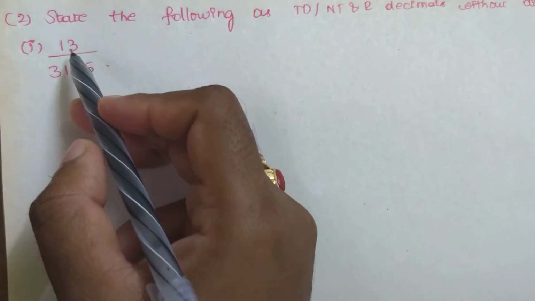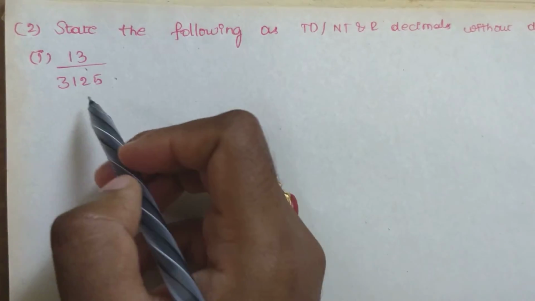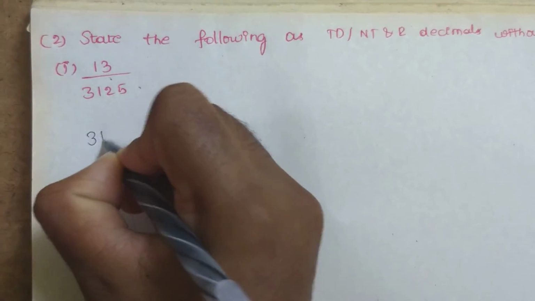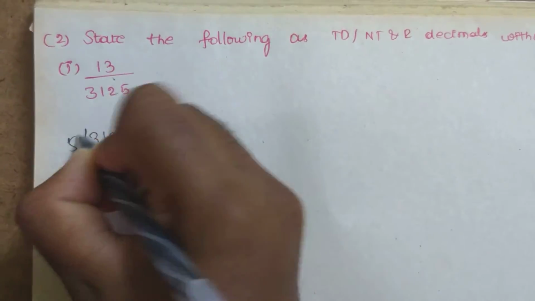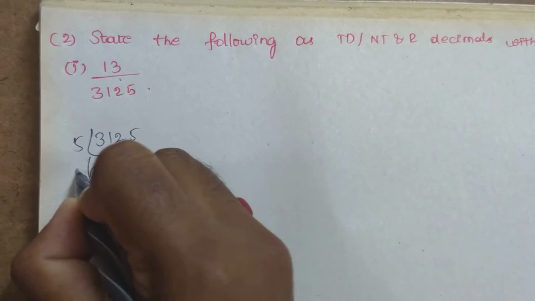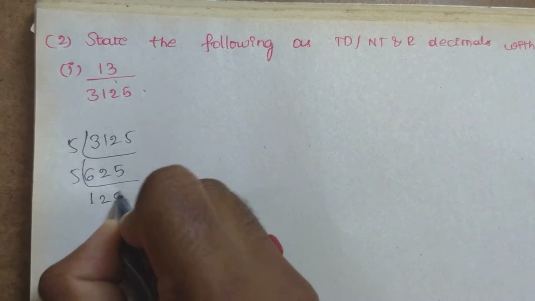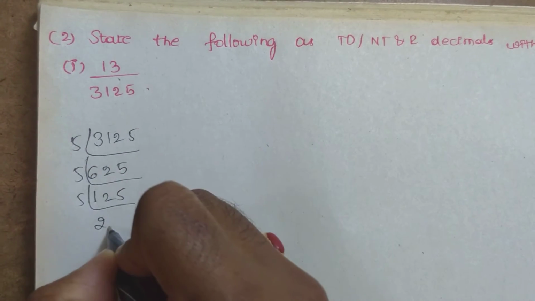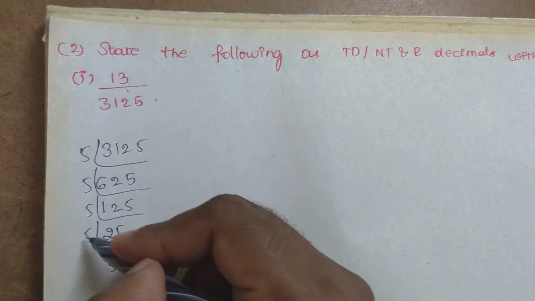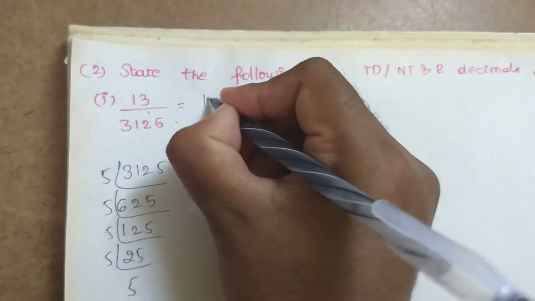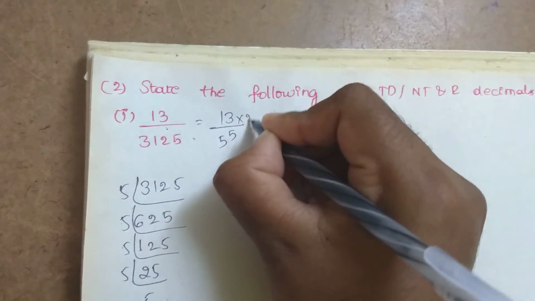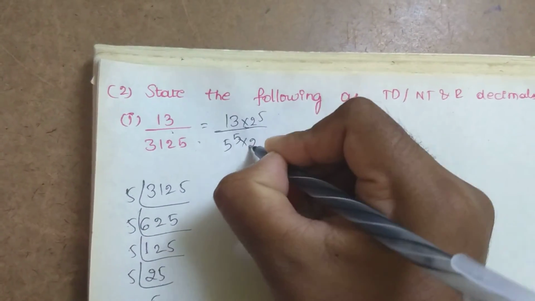the given number. 13 is a prime number, so we need not find its factors. So for 3125, we have to find the prime factors. 5 times 5 is 25, 5 times 5 again, and so on. So 1, 2, 3, 4, 5. So that can be written as 13 divided by 5 power 5. So I am multiplying with 2 power 5 in both numerator and denominator.